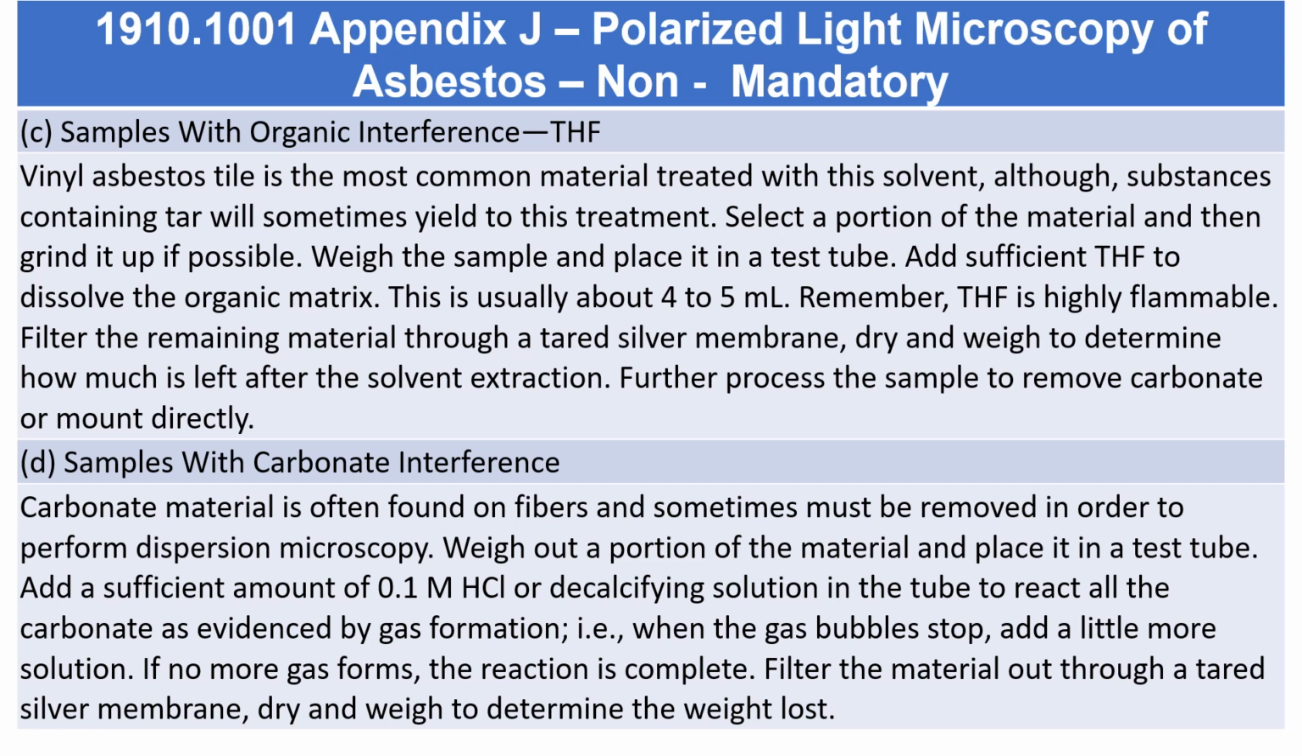D. Samples with carbonate interference. Carbonate material is often found on fibers and sometimes must be removed in order to perform dispersion microscopy. Weigh out a portion of the material and place it in a test tube.